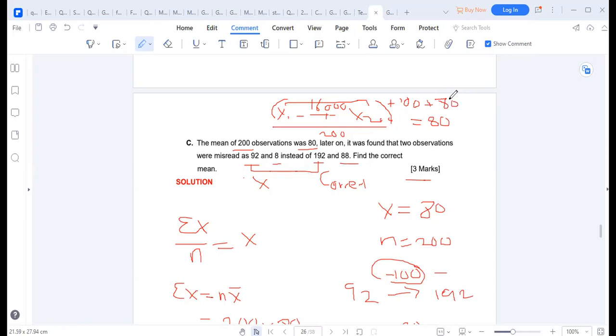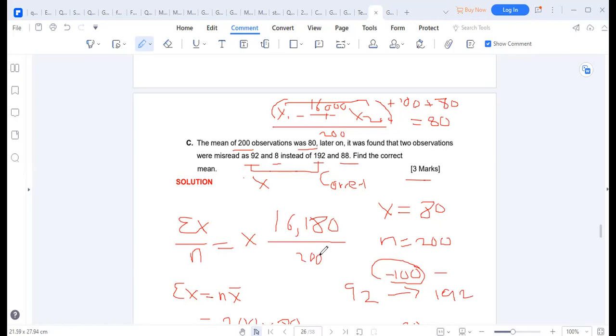So that our total figure, instead of 1,600, we're supposed to have 16,000 plus 100 plus 18. The total figure is supposed to be 1618. Are we together on this at this point? Correct. Then that's when we divide by the same. The number of observations still remains 200 because we're just adjusting the two observations, but the total still remains.